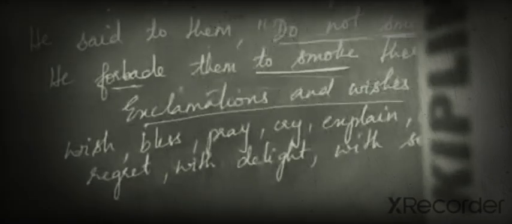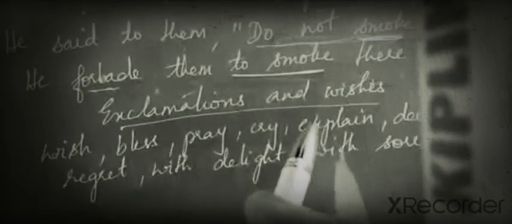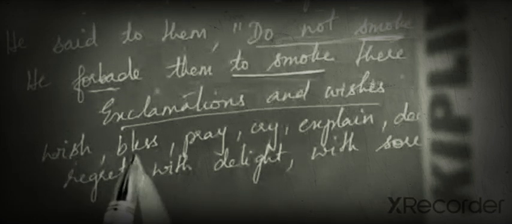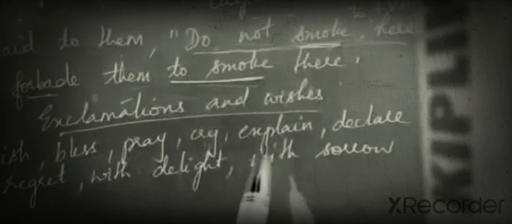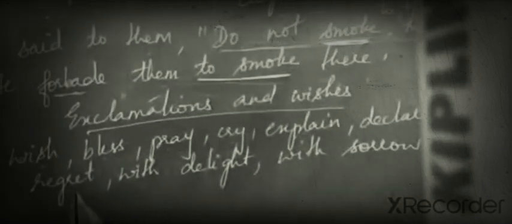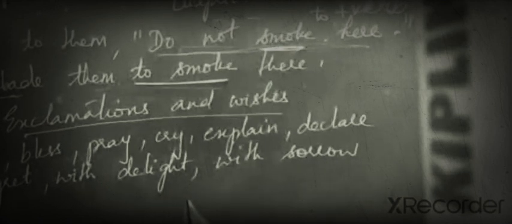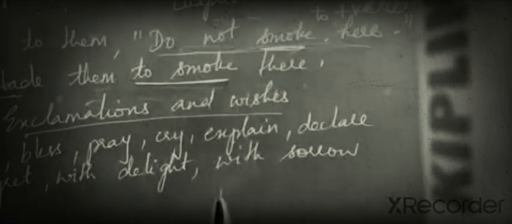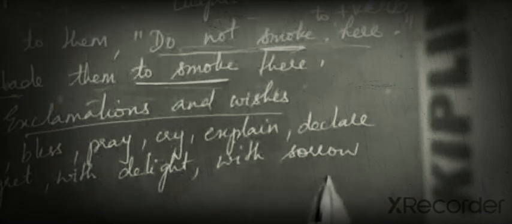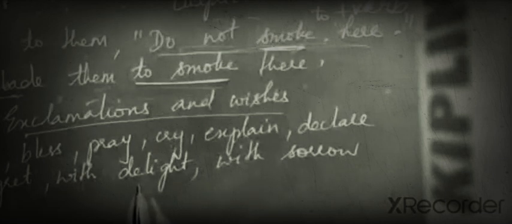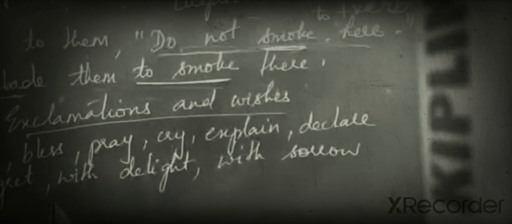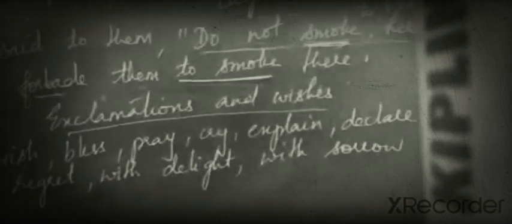In exclamations and wishes, the introductory words change to wish, bless, pray, cry, exclaim, declare, regret, with delight, with sorrow, depending on the sentence given. If it is expressing sorrow, then it goes with sorrow. If it is expressing happiness, then with delight. These words you have to use in the introductory part while changing exclamations and wishes from direct to indirect speech. Let us move to the example.